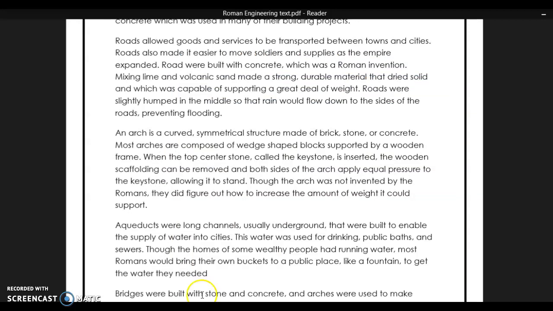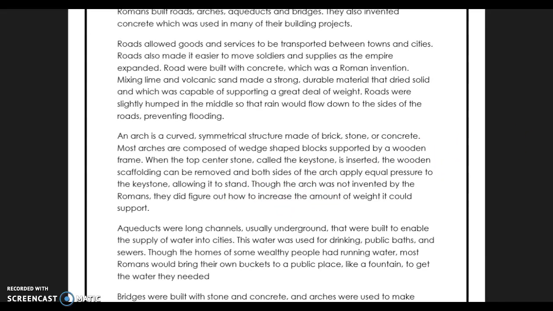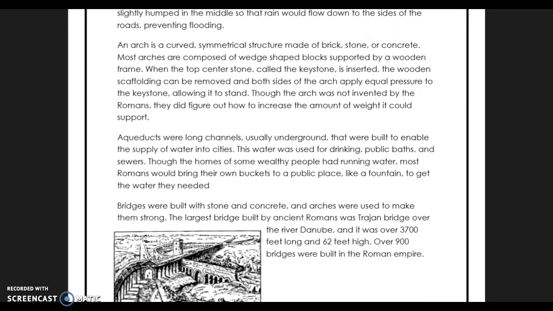Let's continue. Though the arch was not invented by the Romans, they did figure out how to increase the amount of weight it could support. Okay, so now we see that the Romans did not actually invent the arch. We don't know who invented it, but they were the ones who actually made it bigger and increased the amount of weight for it to handle. Let's continue.